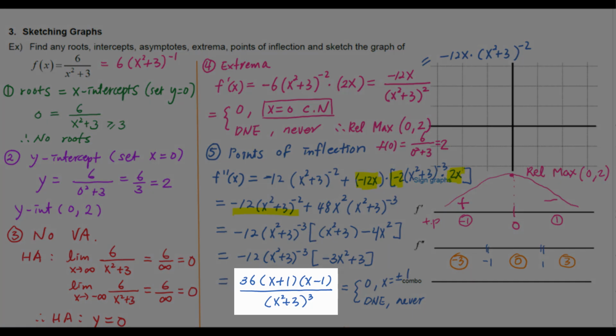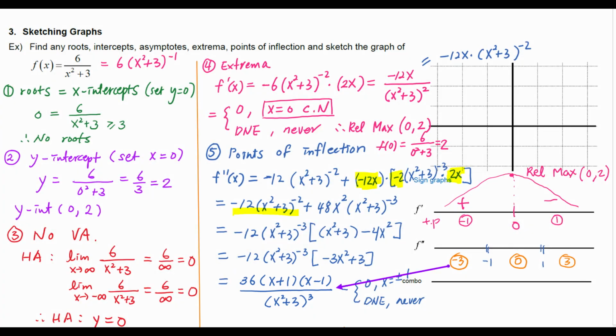I'm going to use a factored form of f double prime to determine the sign. Let's plug negative 3 in for every x you see. 36 is positive, so it's not going to affect your sign at all. Negative 3 plus 1 is negative. Negative 3 minus 1 is negative. In the bottom, you square negative 3 and then add 3, so that's a positive number. A positive number cubed is positive. So this whole quantity will become positive.